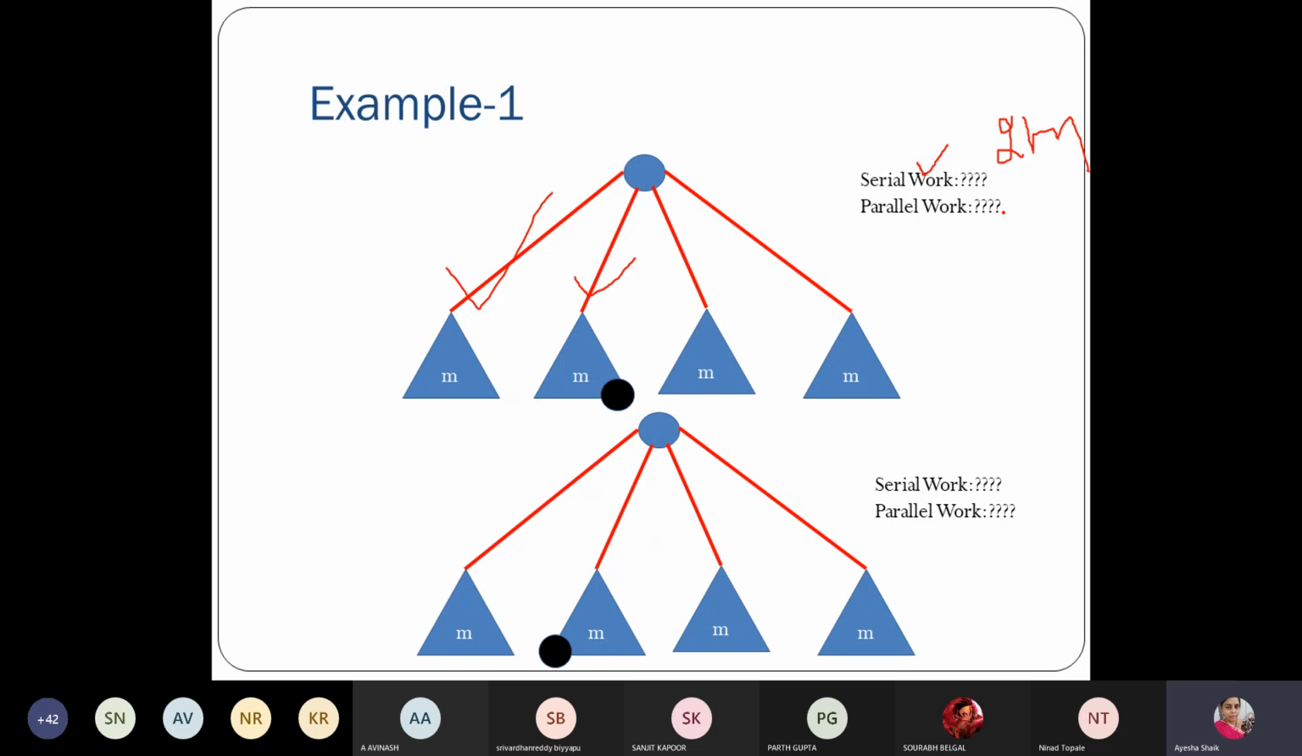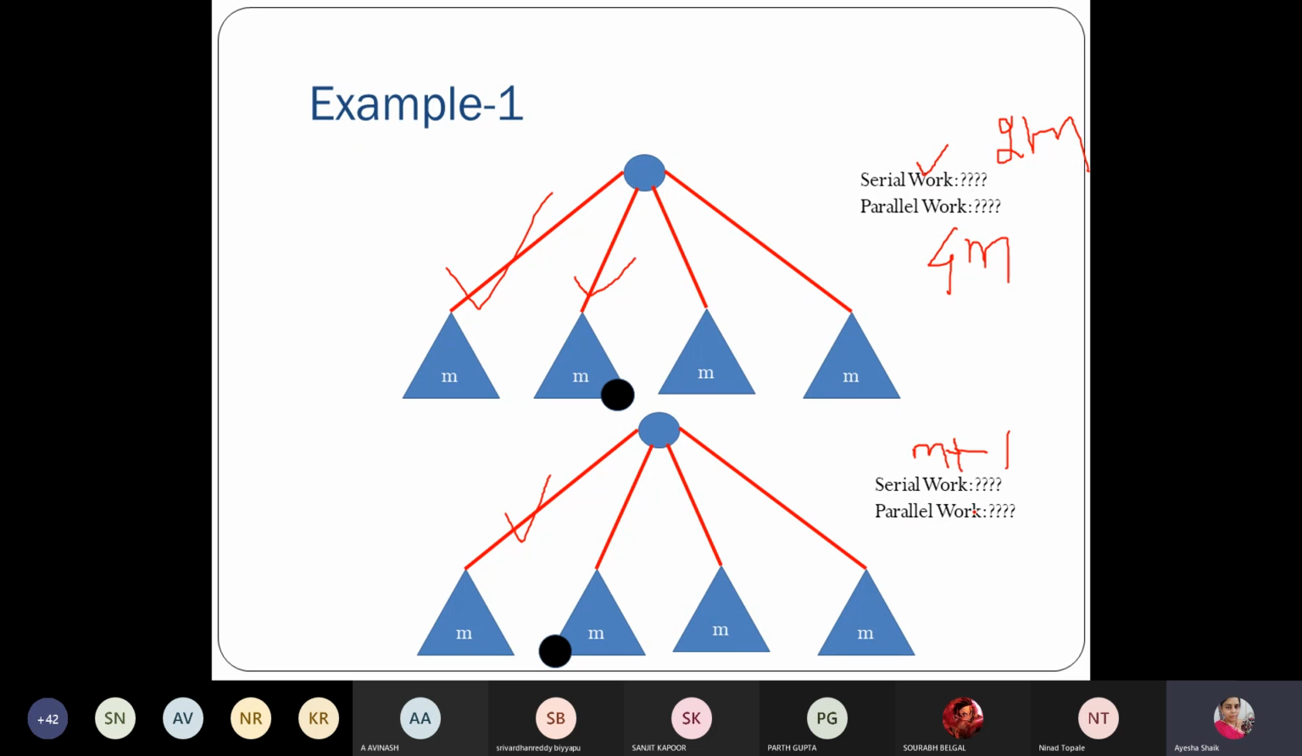Then coming to the parallel work, what will it be? Because all the 4 tasks are running in parallel, it has to complete this one, this one, this one, this one, all running in parallel. And at the end of this work, we are getting the solution. By this time, this might also have been completed, so we will consider it as 4m. If we take this other scenario, the serial work will be, because we have to complete only this work and in the beginning itself we are getting the solution here, m plus 1.